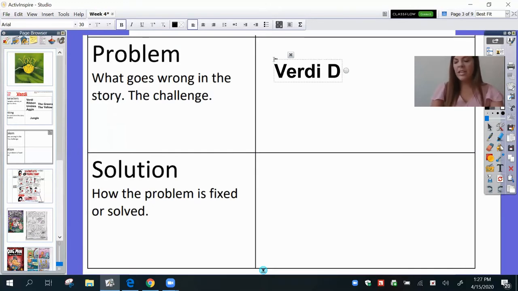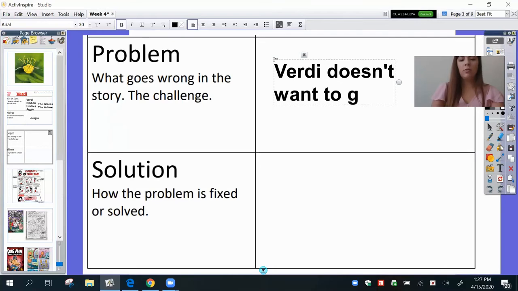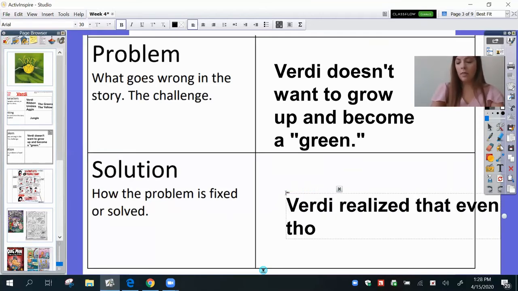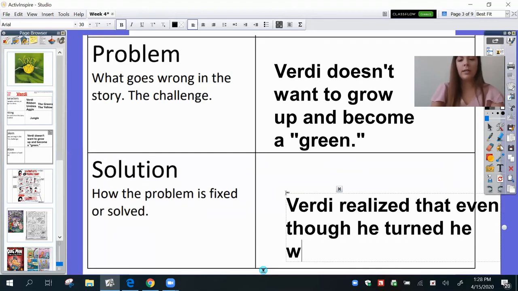Remember, Verdi, he doesn't want to grow up, right? Want to grow up and become a green, right? Alrighty, great job. You're doing excellent. All right, and then the solution, or the resolution, remember, how the problem was fixed. Remember that Verdi, he realized even though he turned green, still himself. Alrighty, boys and girls, you did a great job.